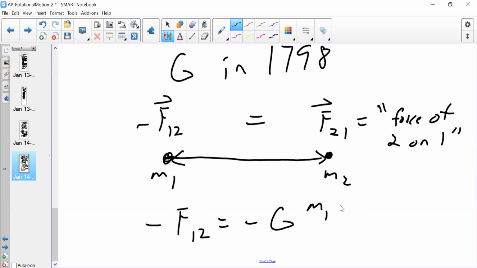Okay, so if we were just looking at this empirically, F1 on 2 would just be negative G M1 M2 over R squared. It's not negative in magnitude, it's going to be opposite. This is direction, and we know that already. Magnitude and direction is pointing left. Or same thing.